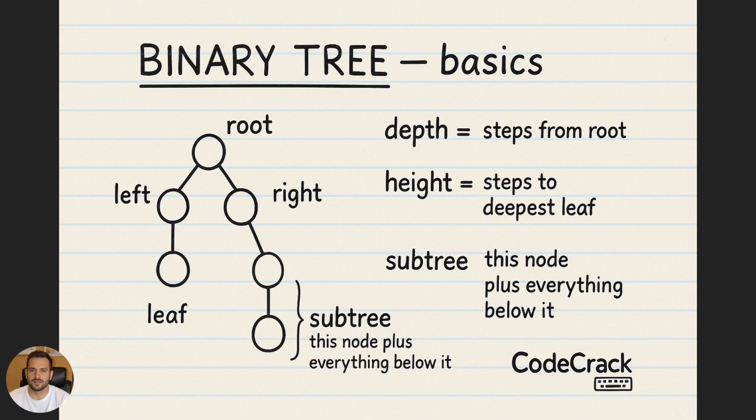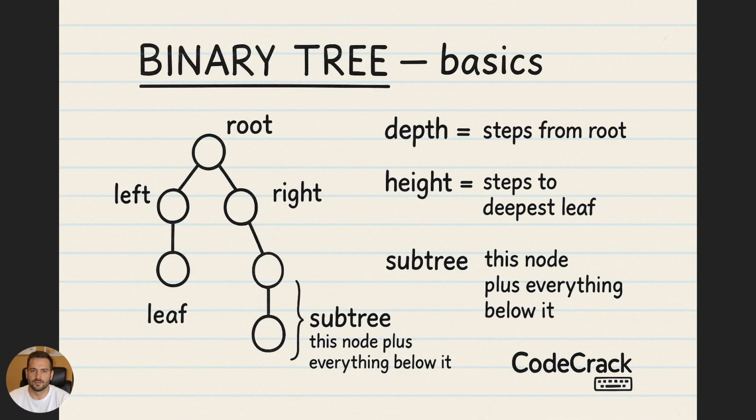A binary tree is a bunch of connected nodes where each node can point to at most two children, left and right. The very top node is the root. A node with no children is a leaf. Depth means how many steps from the root down to a node. Height means how many steps from a node down to its deepest leaf. A subtree is just this node plus everything below it.